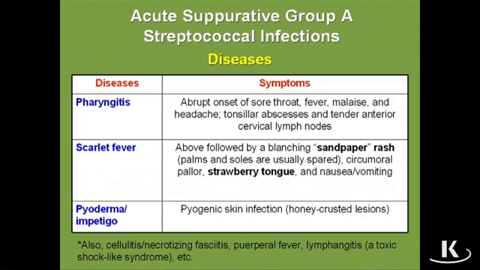Impetigo, honey-crusted lesions, absolutely. And just as we talked about, you'll have to differentiate that between staph and strep. Now, cellulitis, necrotizing fasciitis, all skin diseases from group A strep.